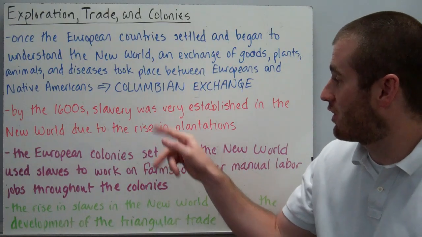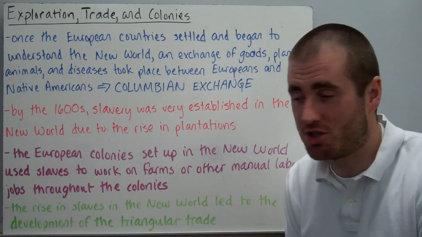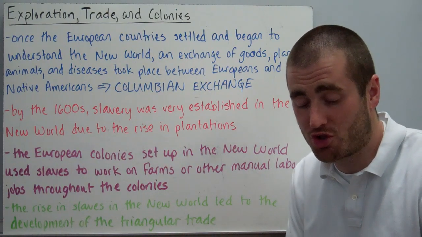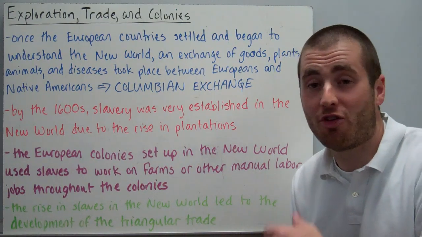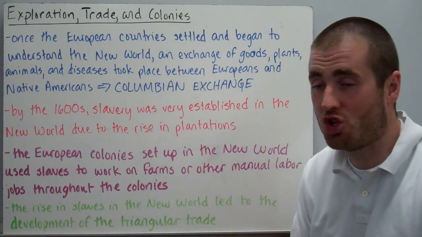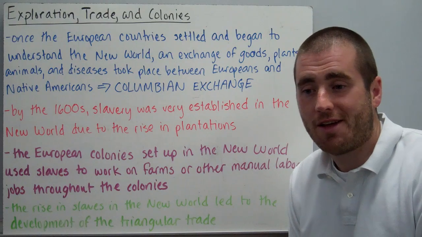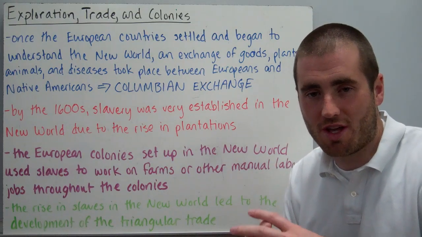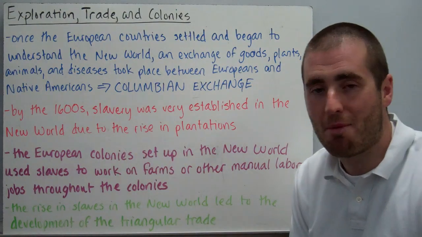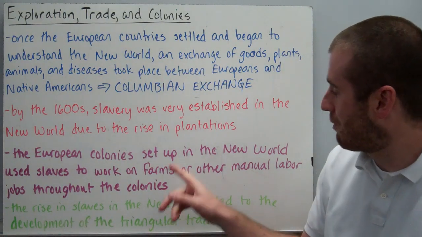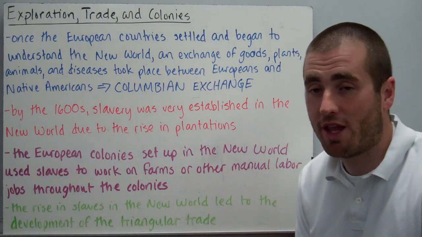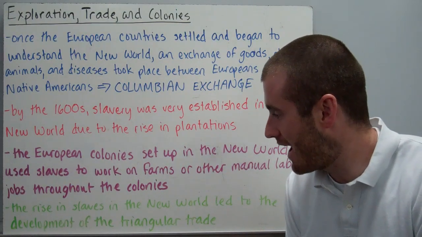doesn't matter, slavery was becoming very established in the New World due to the rise in plantations or large farms. There were sugar plantations. You began to see other plantations pop up, cotton down the road, stuff like that. But plantations were a huge economic factor in the New World, and slavery was a big part of that. So the European colonies set up in the New World and used slaves to work on the farms or other manual labor throughout the various colonies they had.